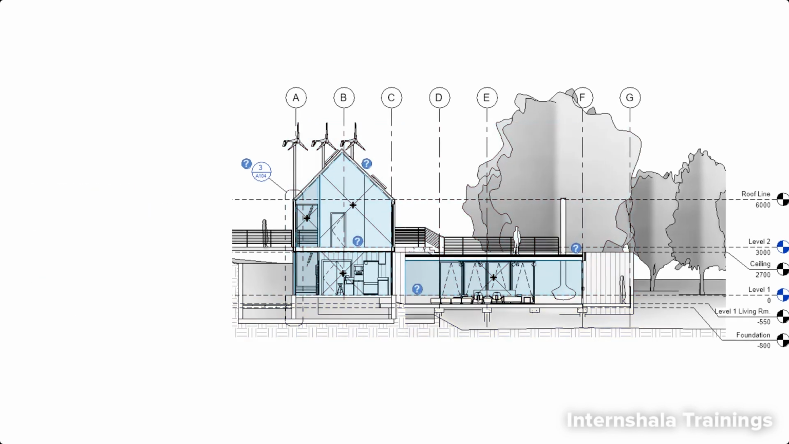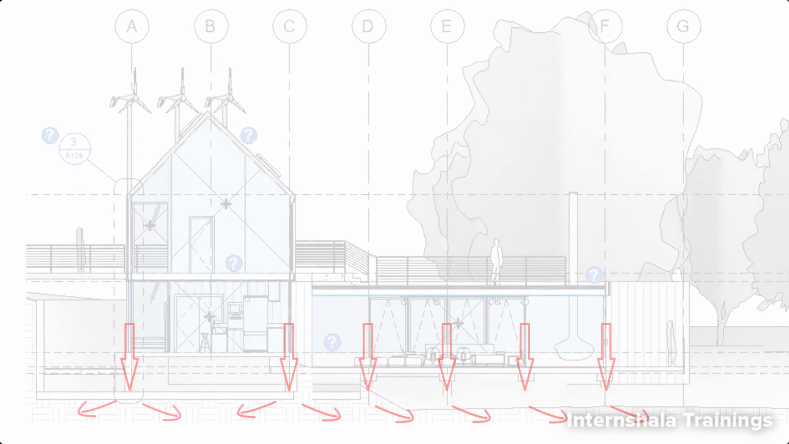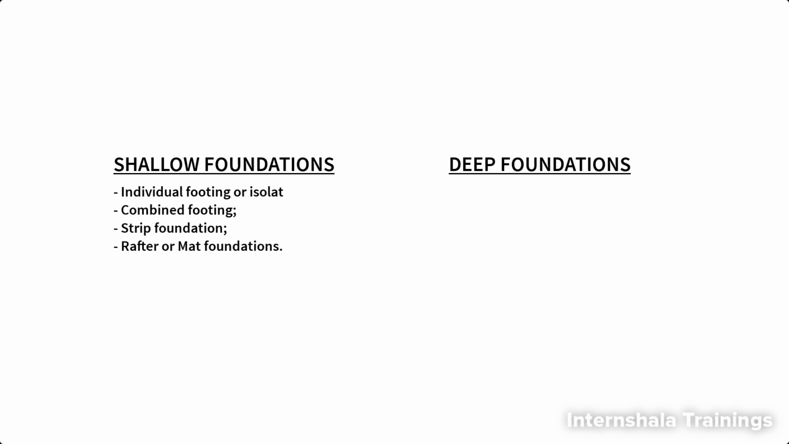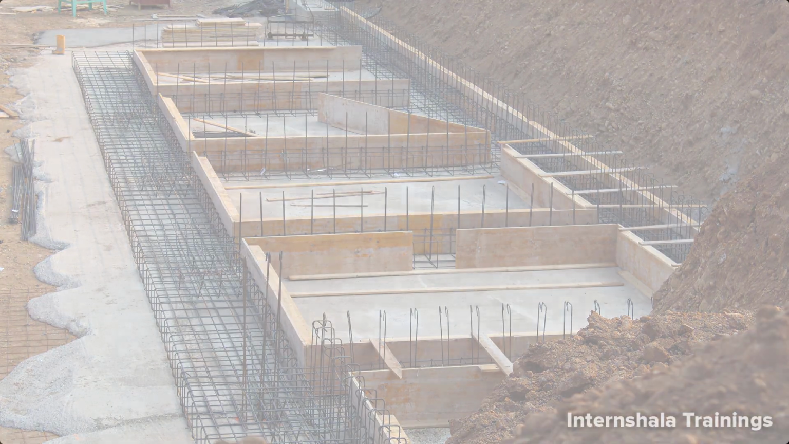above ground. The foundations, which is the substructure of the building, transfers the loads from the superstructure to the underlying soil. Foundations are generally broken into two categories, shallow foundations and deep foundations. The different shallow foundation types are individual footing or isolated footing, combined footing, strip foundation, rafter or mat foundations. The different deep foundation types are pile foundations and drilled shafts. Generally, the foundations are made of concrete and reinforced with steel rebar.